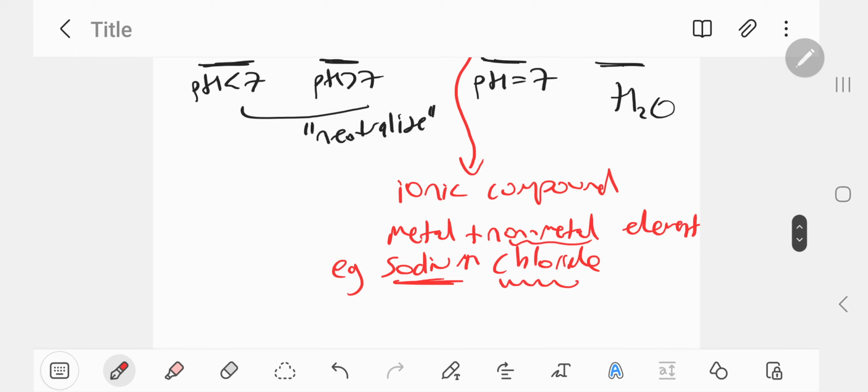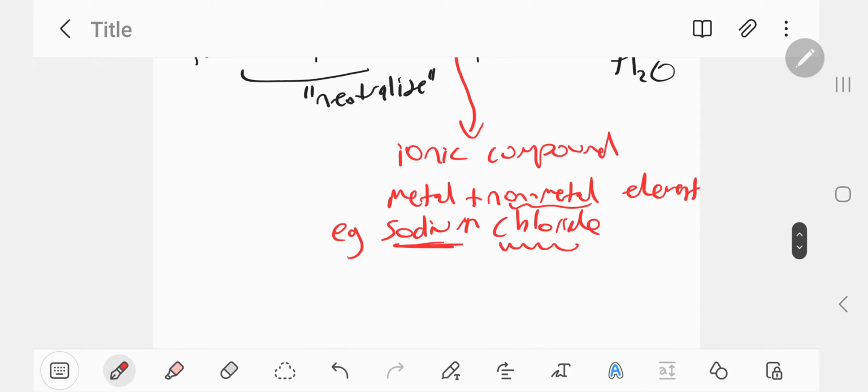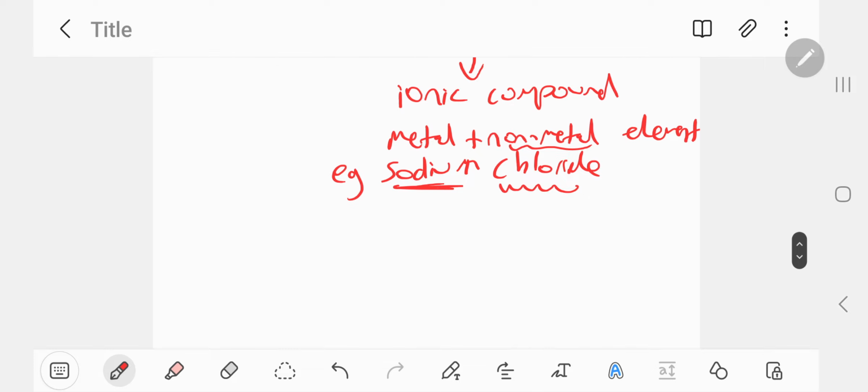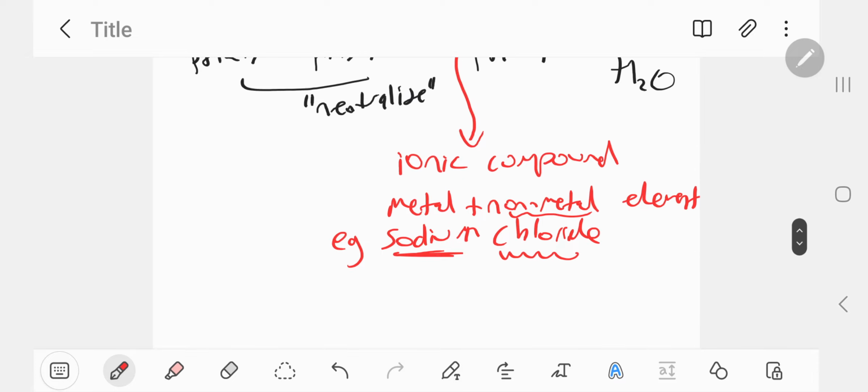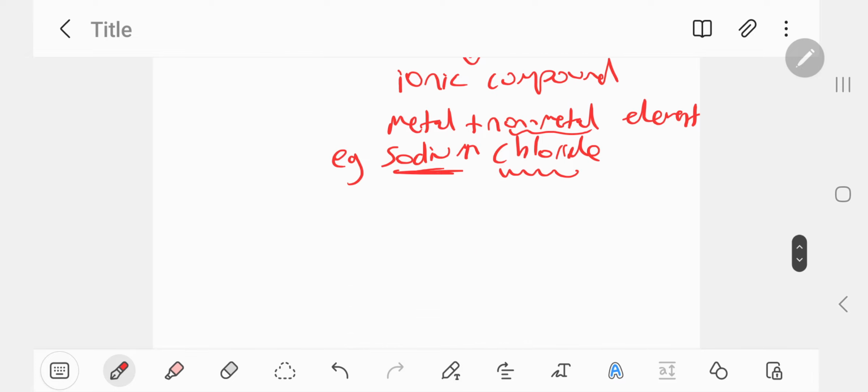And we write "ide" at the end instead of chlorine because that's just the convention for naming. Okay, you replace the "ine" with "ide." That being said, when you've got things like, actually, I'll leave that for when we do examples. Let's do some examples.